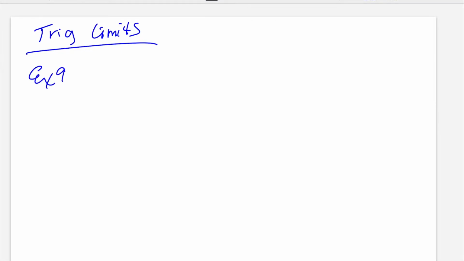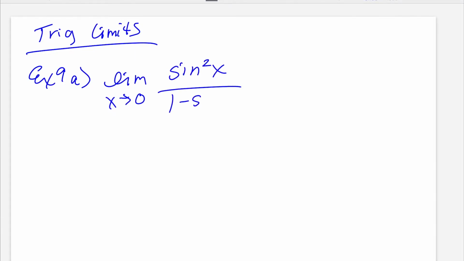So look at example 9a. I want to find the limit as x approaches 0 of sine squared x over 1 minus cosine of x. All right? Plug it in. Literally, that's it. If it doesn't work, then you do some algebra or some trig manipulation in order to pull this off. Always, always, always plug it in first.